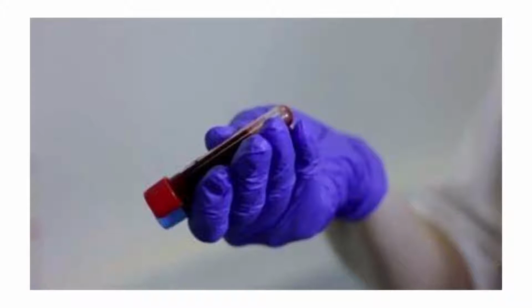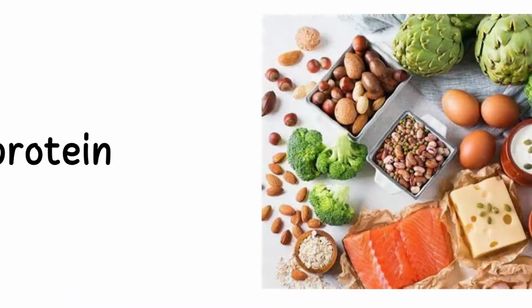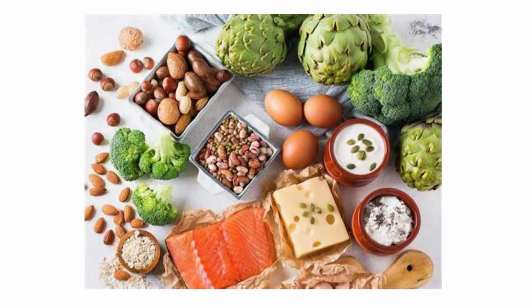Shake the test tube well and let the test tube stand for a few minutes. What do you see? Did the contents of the test tube turn violet? A violet color indicates presence of proteins in the food. Now you can repeat this test on other food items.